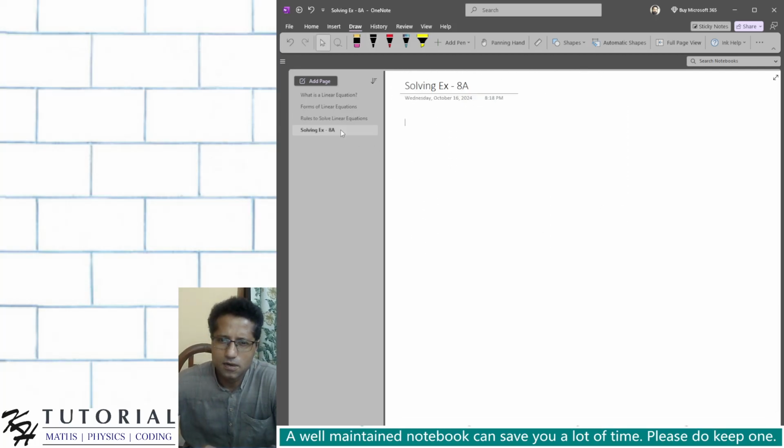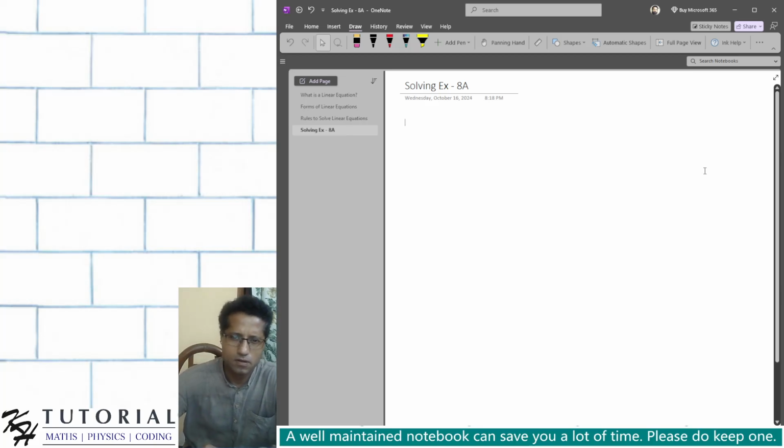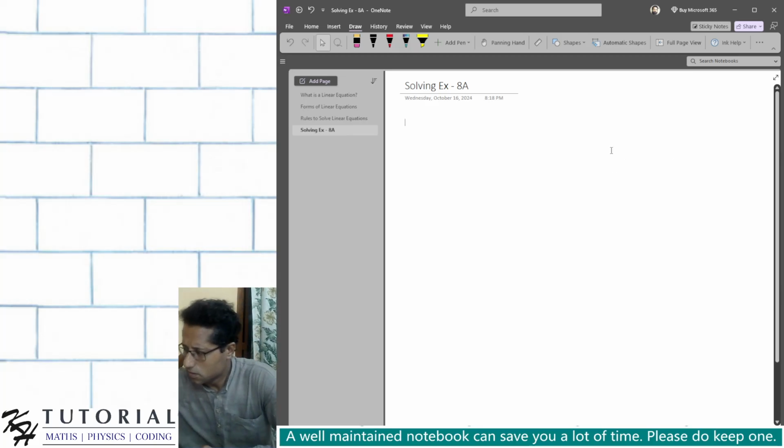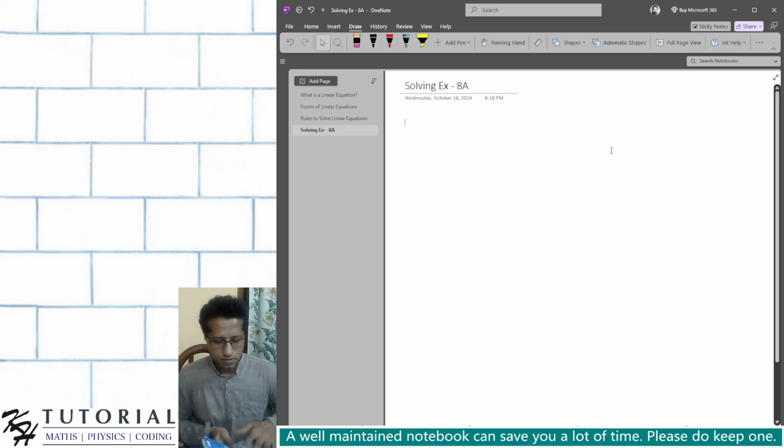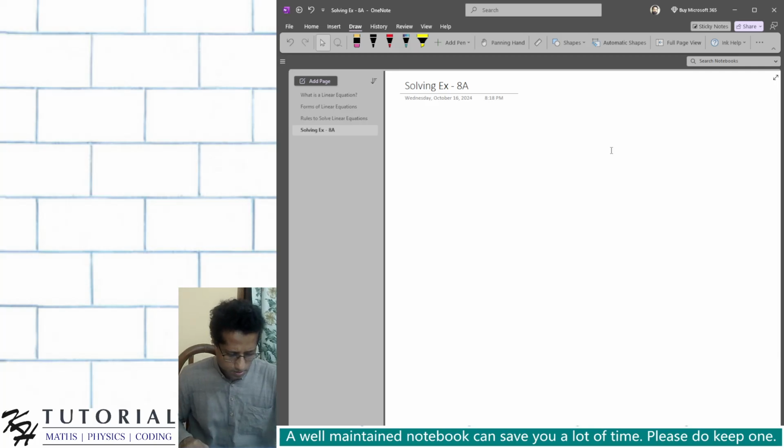Now let's try to solve a few examples from exercise 8A of the textbook by author RS Aggarwal. I have selected some problems. Let's see. So this is exercise 8A. The first one is question number 4.